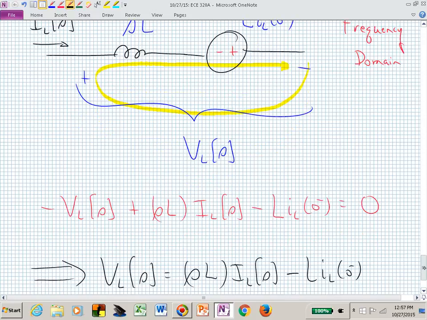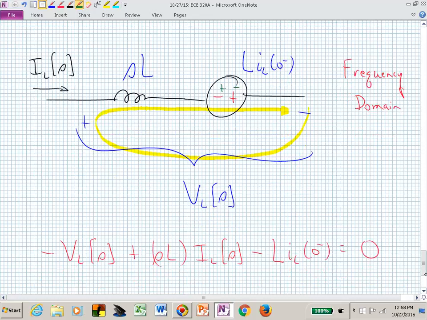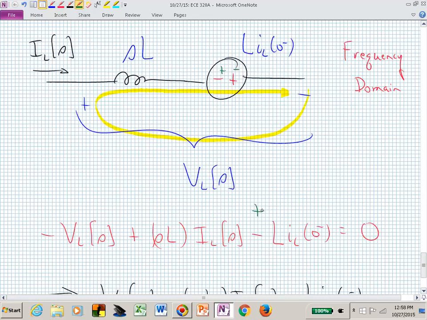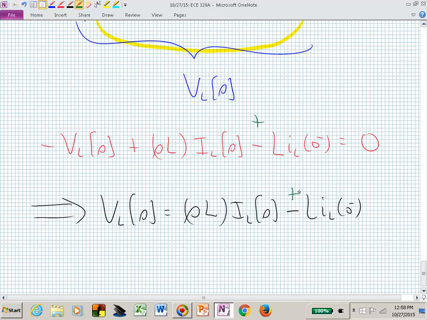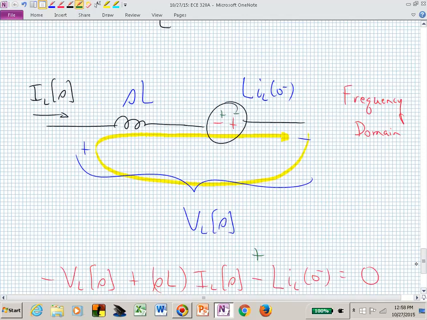If I would have made the polarity, let's say I went plus to minus, then this would have been a plus sign, and I would have had a plus sign there, and that's not correct, is it? Does everybody see how to interpret the polarity of those sources in the S-domain circuit relative to the inductor and the way that you've defined the current through that inductor?